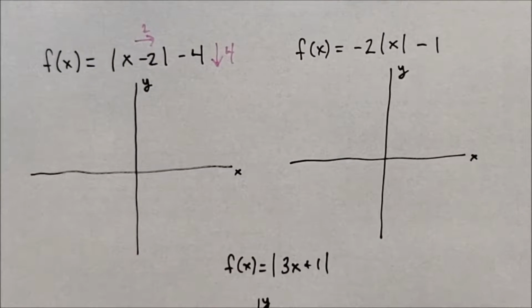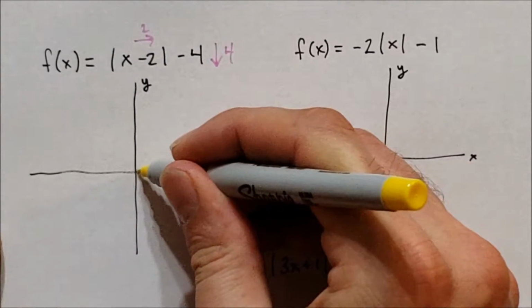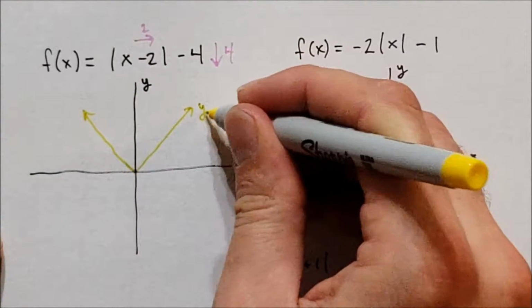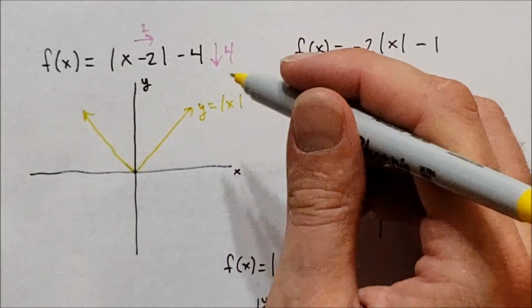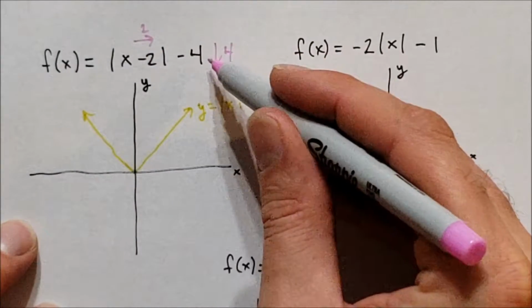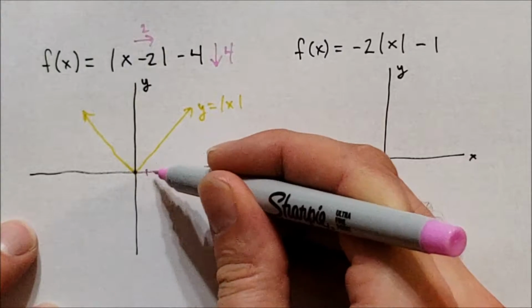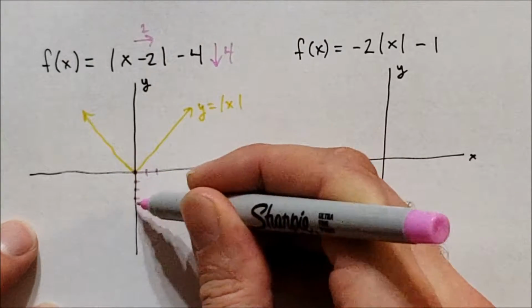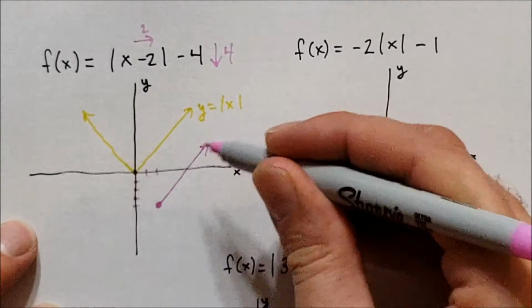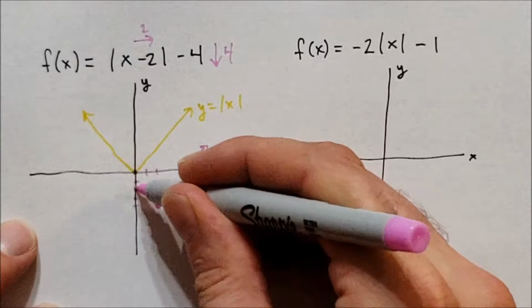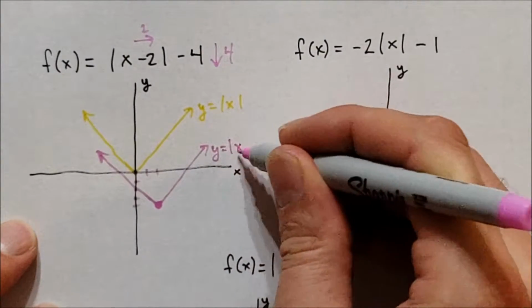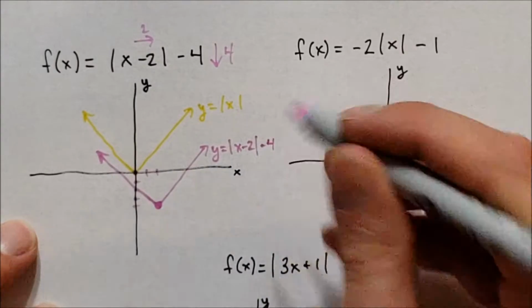Now our parent function is absolute value of x. This is y equals absolute value of x. That's our parent function. So what are we doing? We're shifting it to the right 2, and we're shifting it down 4. So the origin here is going to the right 2, and it is going 2, 3, 4, down 4. Everything else remains the same. This is y equals absolute value of x minus 2, minus 4.